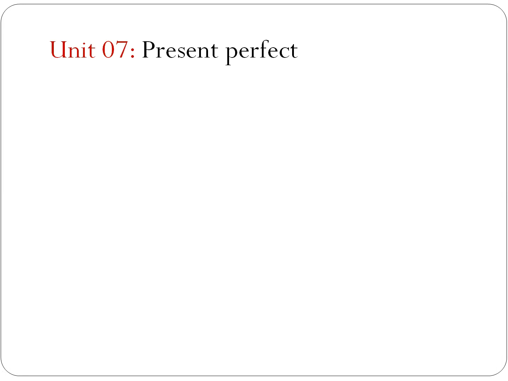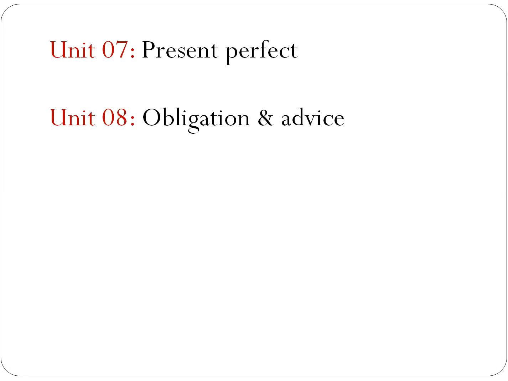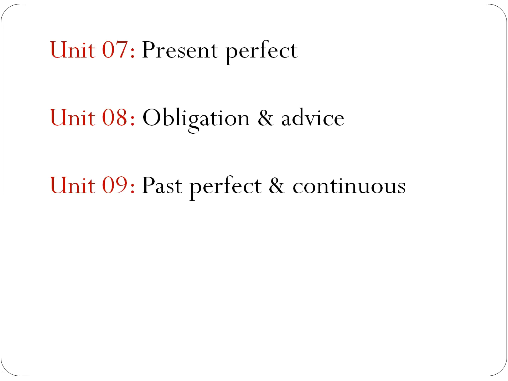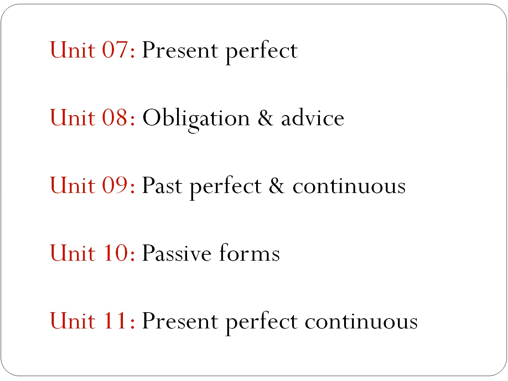So we've got Unit 7 and the present perfect tense. Unit 8, obligation and advice. We did this in class. We did the revision already, so we're just going to review it quickly. Then we have Unit 9, past perfect and continuous. Unit 10, we also revised a little bit the passive forms in class. Maybe we're just going to have one more exercise from the workbook. And finally, the present perfect continuous from Unit 11.